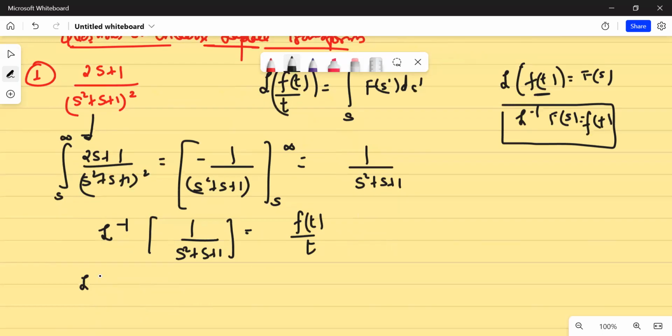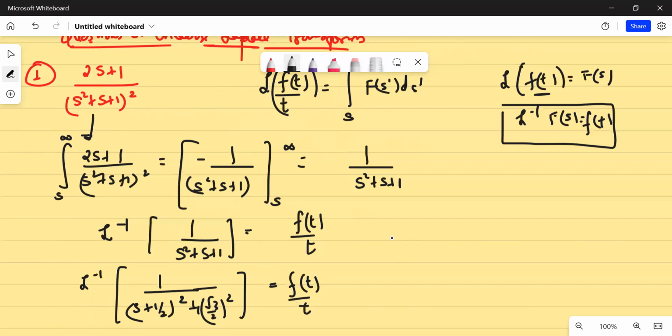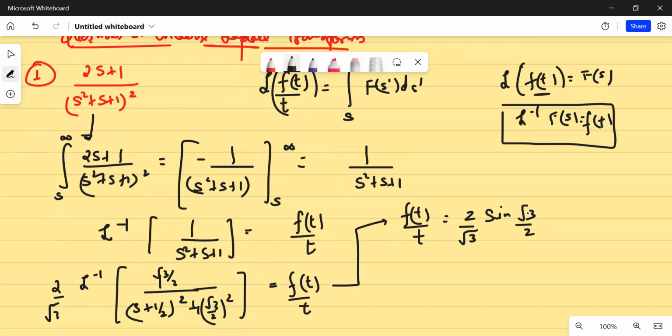If I try to make it a perfect square, this will be (s plus half) the whole square plus (root 3 by 2) the whole square. This is simply f(t) upon t. If I use root 3 by 2 here, and divide by 2 upon root 3 here, it will be 2 upon root 3 sine of root 3 by 2, and there is also s plus half. So s has been replaced by s plus half.